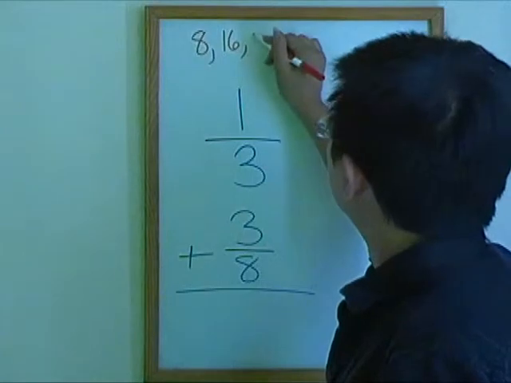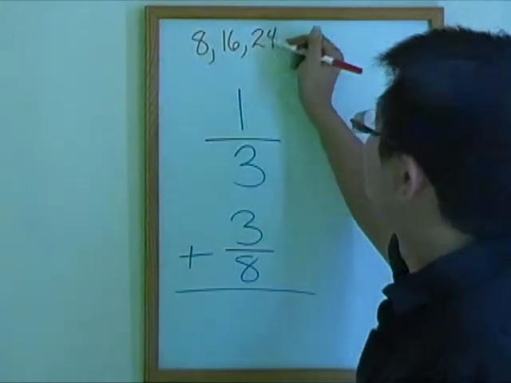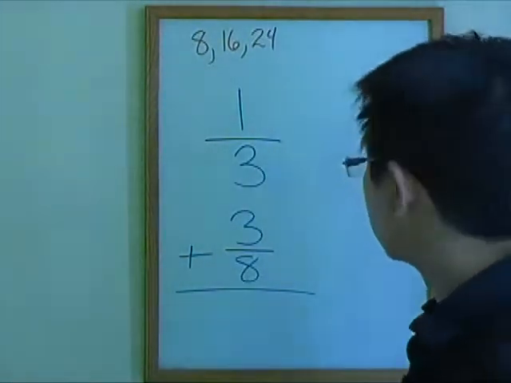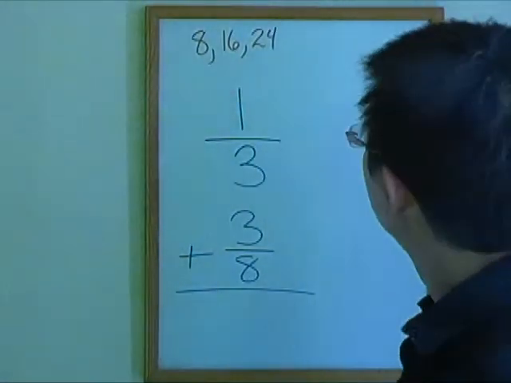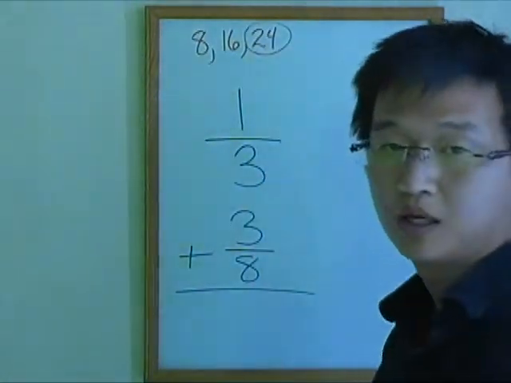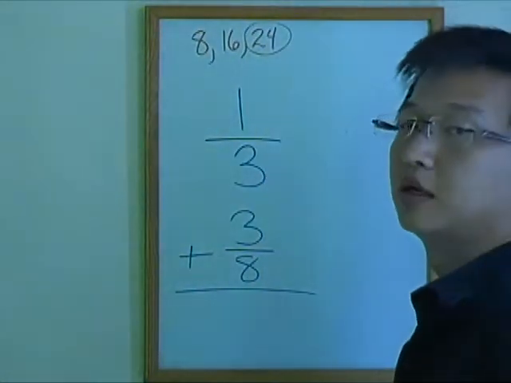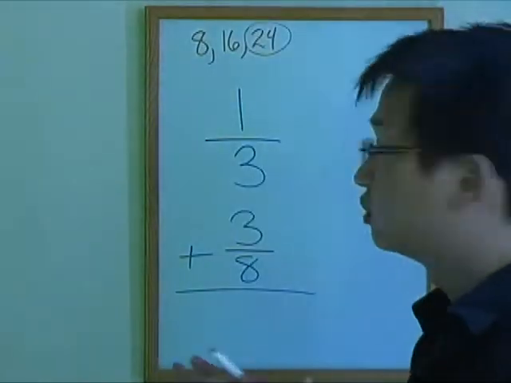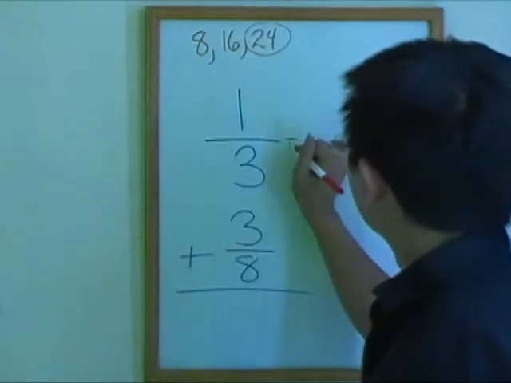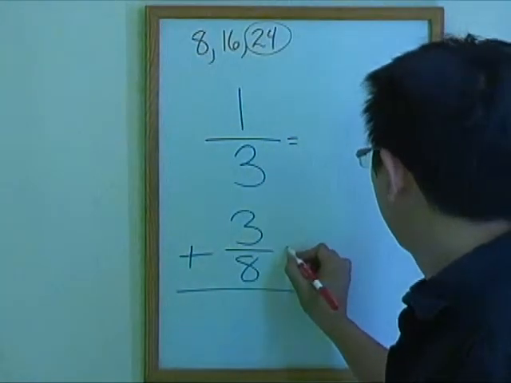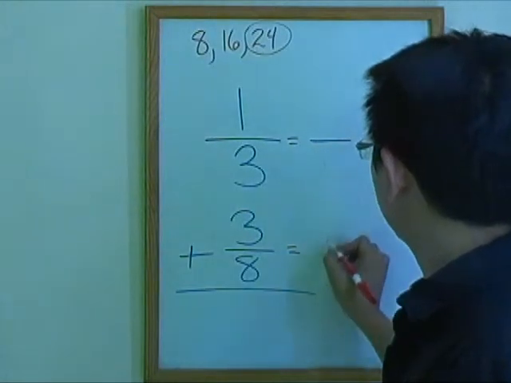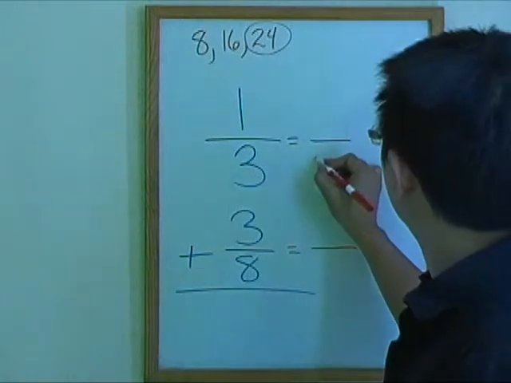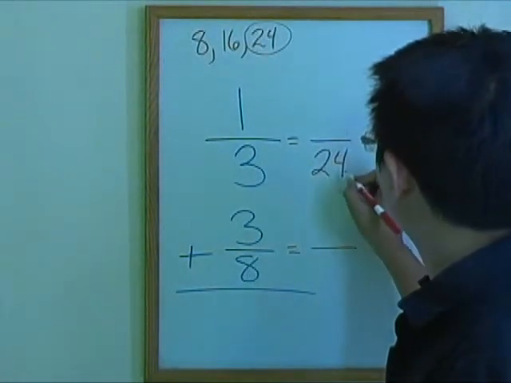So 8, 16, 24. And again, we stop and we see, can 3 go into 24? And yes, the answer is yes, 3 can go into 24. So this is our common denominator. Now, to make sure that we don't mess this part up, we're going to do all of this right here. I'm going to write an equal sign, and a fraction line, and a fraction line, and our common denominator under both. Okay?